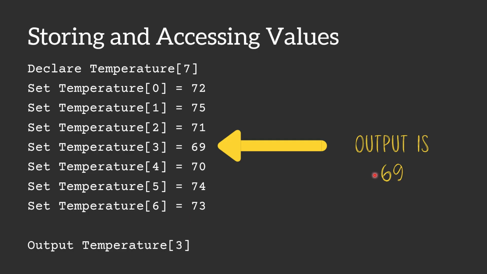Now, one thing I want you to remember is that arrays can store multiple values of the same type. It has to be the same type. That means you wouldn't mix numbers and strings in the same array, because then it would get confusing to process it later.